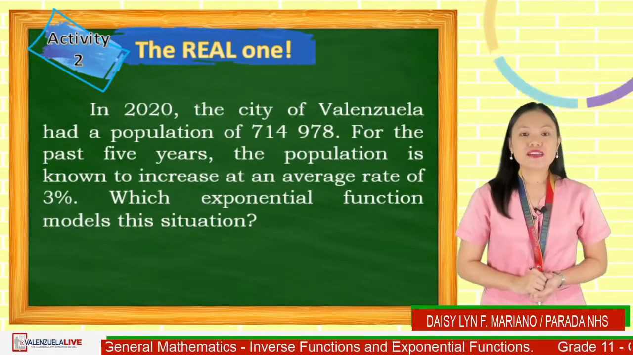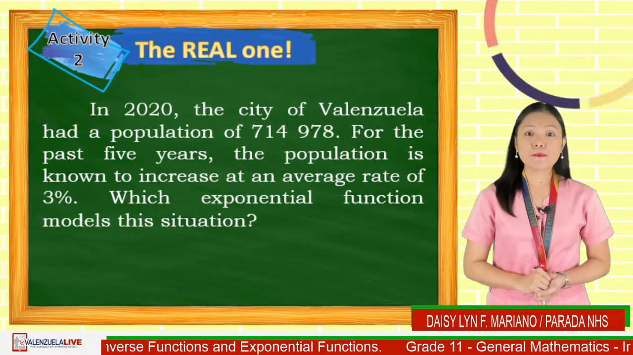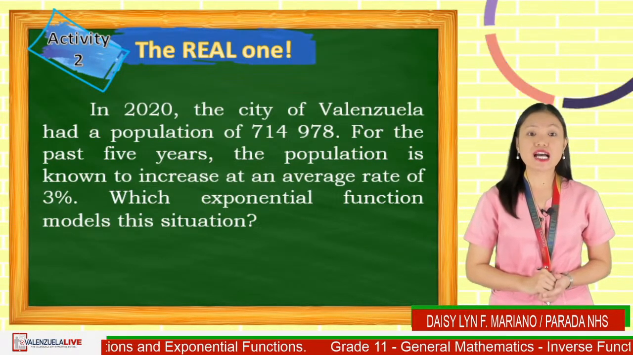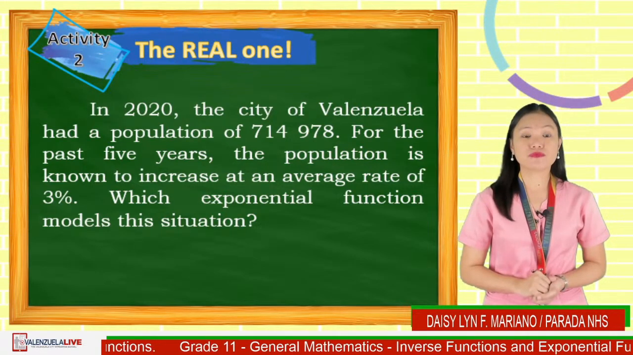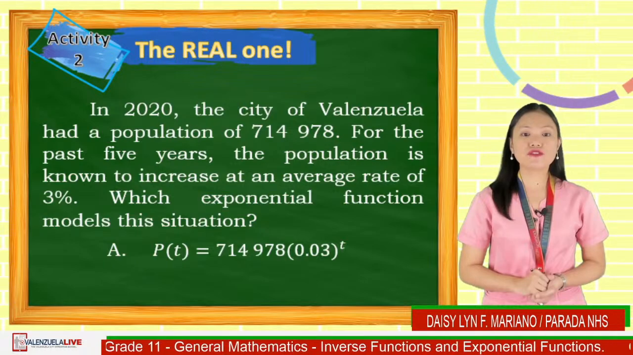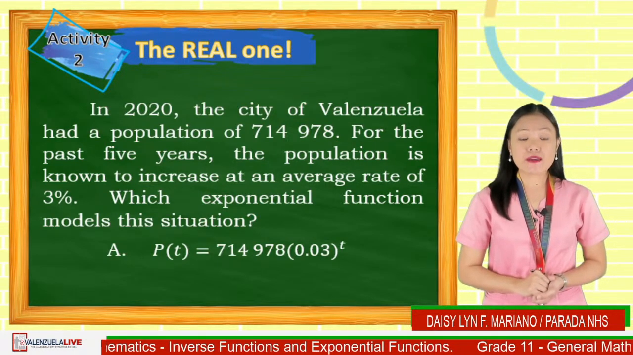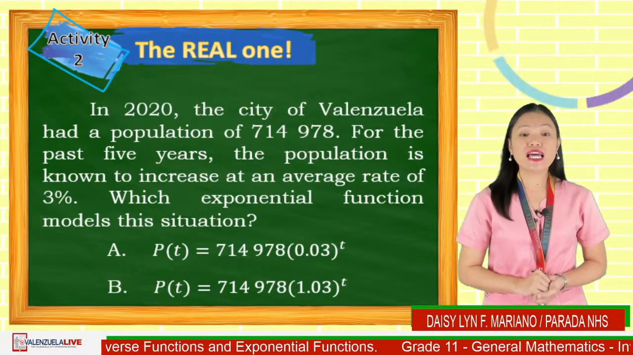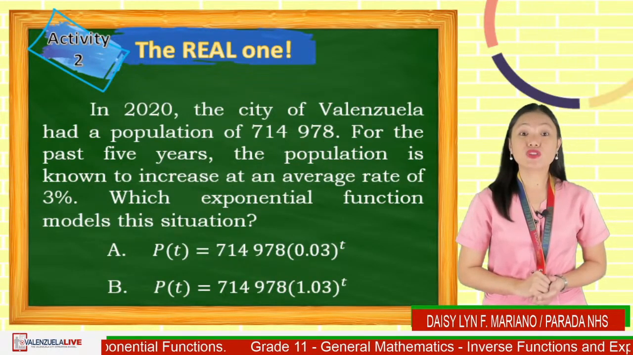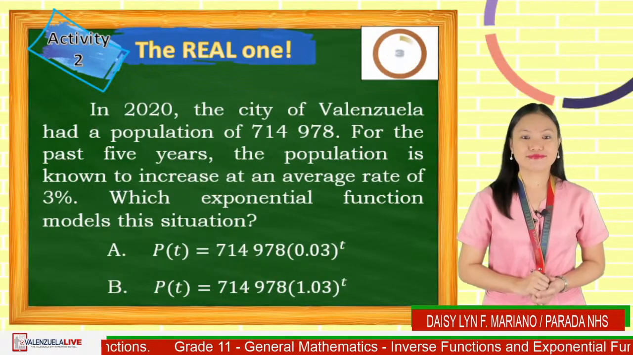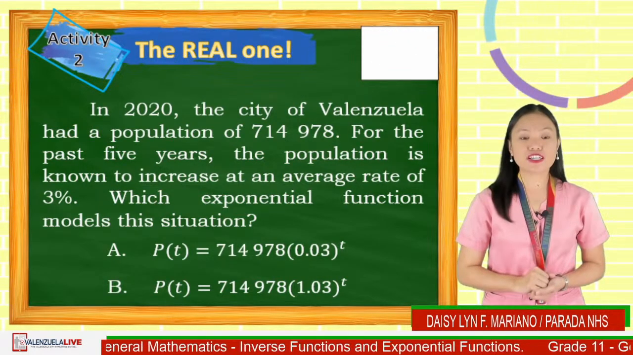In 2020, the city of Valenzuela had a population of 714,978. For the past 5 years, the population is known to increase at an average rate of 3%. Which exponential function models this situation? A. P of t is equal to 714,978 times the quantity 0.03 raised to t. B. P of t is equal to 714,978 times the quantity 1.03 raised to t. 5 seconds, go. Time's up. The real answer is letter B.